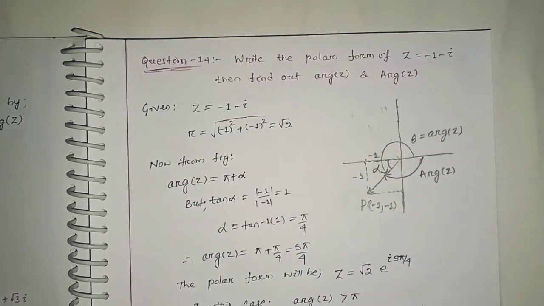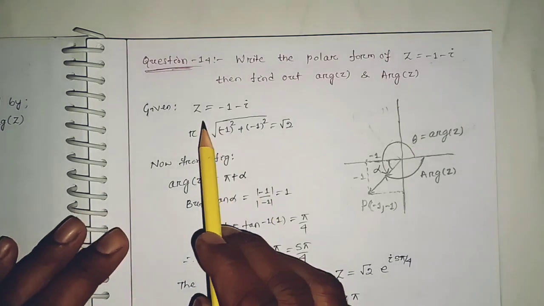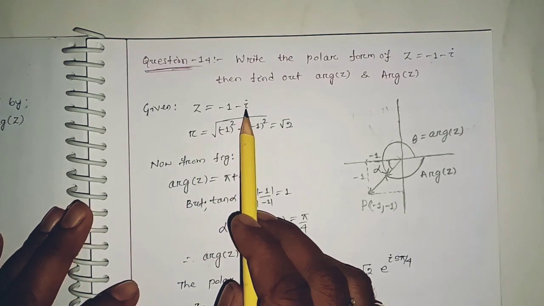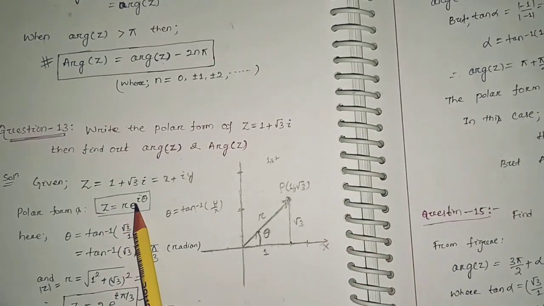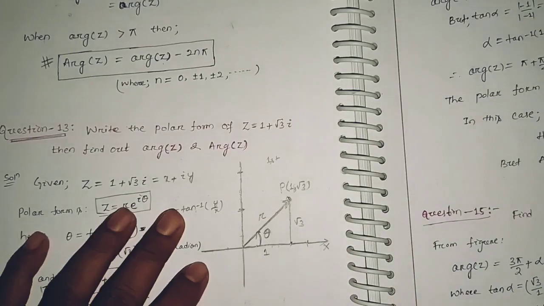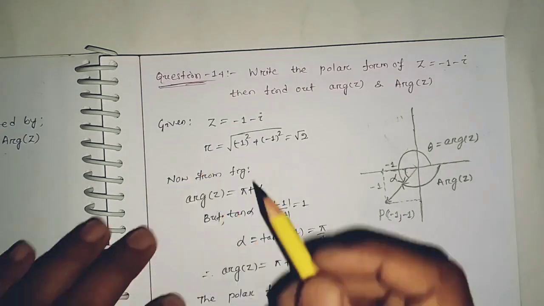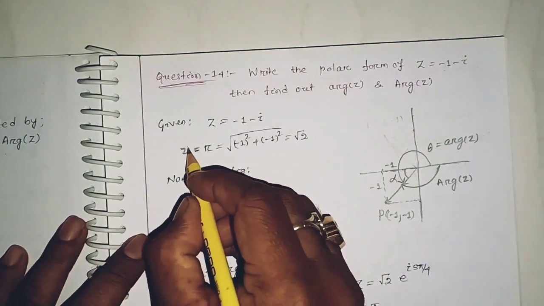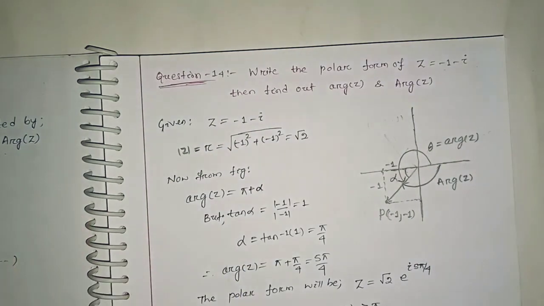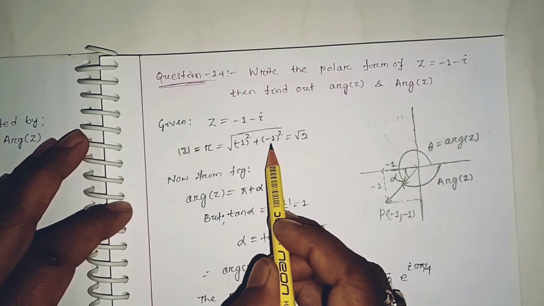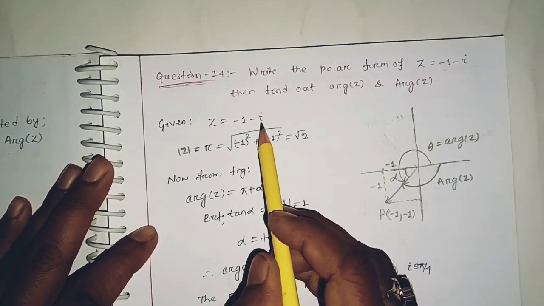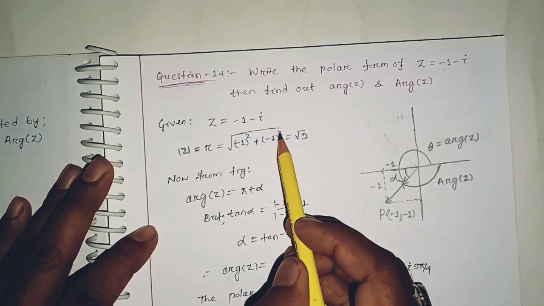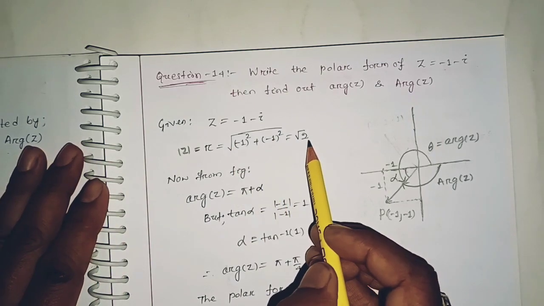Okay, in the question the given complex number is minus 1 minus i. So in general the polar form is r e to the i theta. For that we have to find out r and theta. So r will be nothing but the modulus of the complex number itself. So r equals the square root of real part squared plus imaginary part squared. Here the real part is minus 1 squared plus the imaginary part, also minus 1 squared, square root, which is root 2.